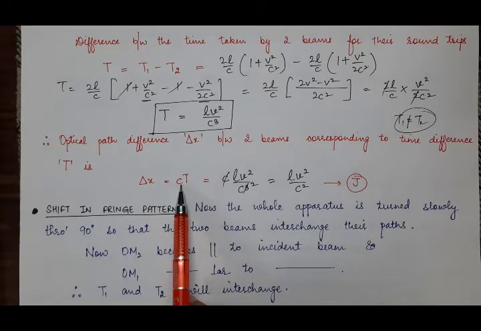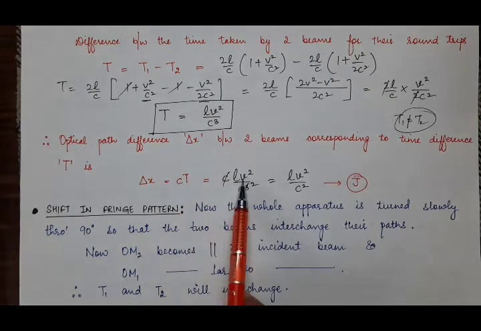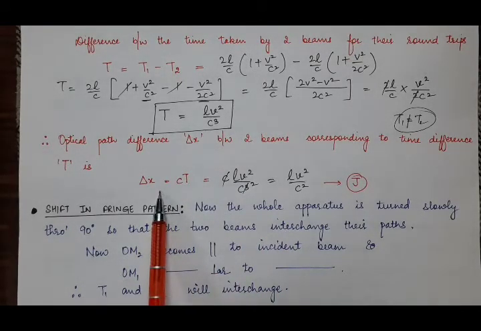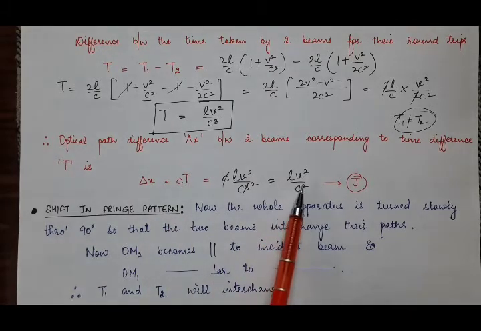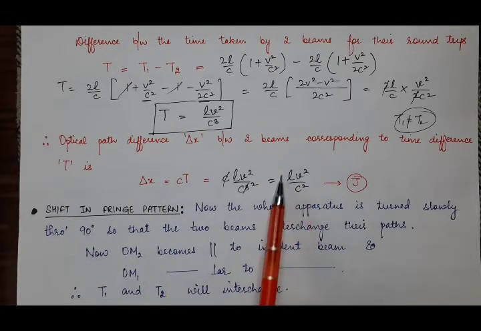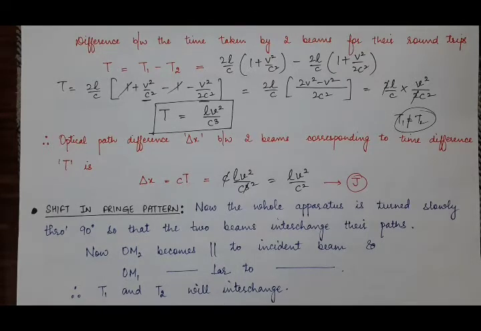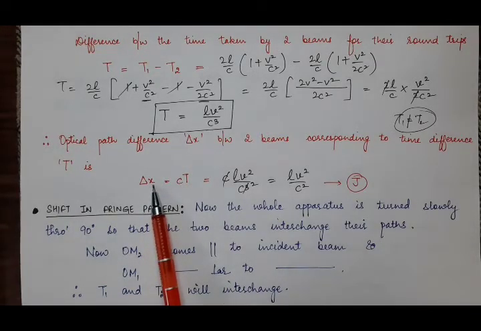Speed of light is c, and the time difference is L v square by c cube, which we have already calculated. So the optical path difference delta x between the two beams is this. Now because of this path difference, both Michelson and Morley were expecting a shift in the fringes of the interference pattern. How? They were expecting that this will be the optical path difference between beam 1 and beam 2.